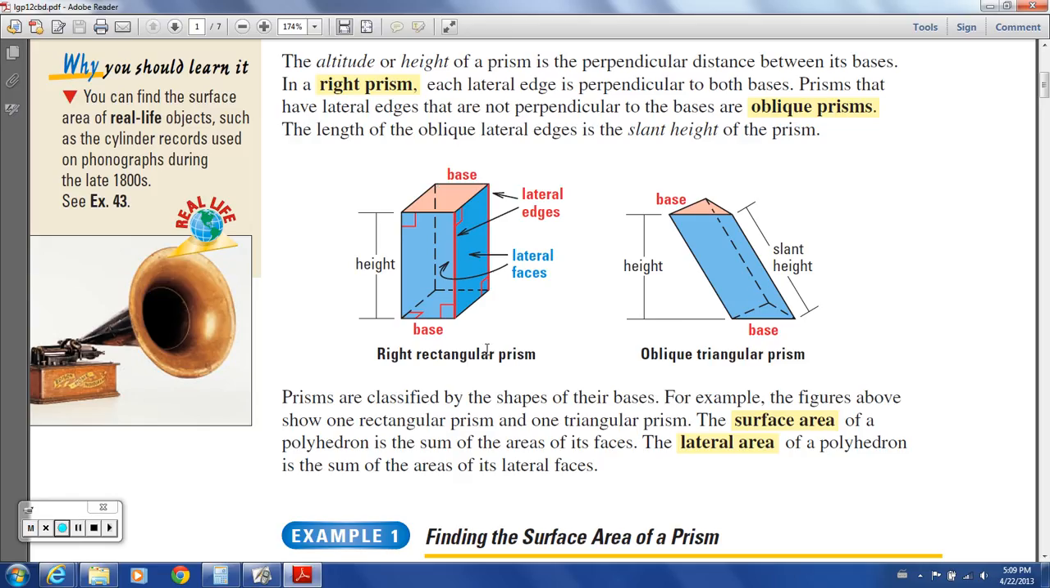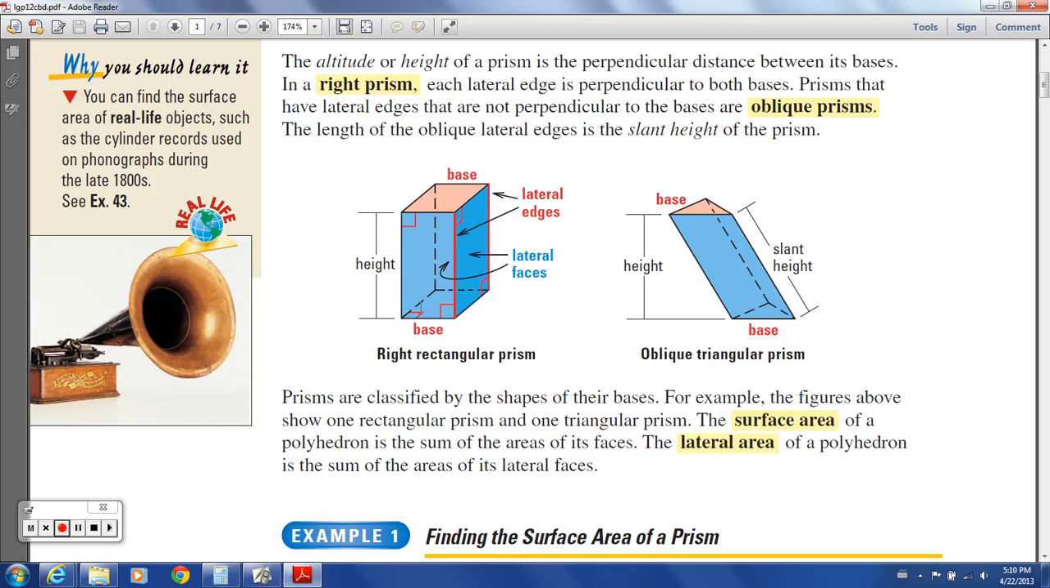You can have a right rectangular prism. This one happens to be rectangular because all the faces are rectangles. The bases are also rectangles. That's what makes it a rectangular prism, because the bases are rectangles. This is a triangular prism because the bases are triangles. Here the height is straight up and down. They can have slant heights as well if they are oblique. Oblique just meaning kind of tilted in a geometric sense.